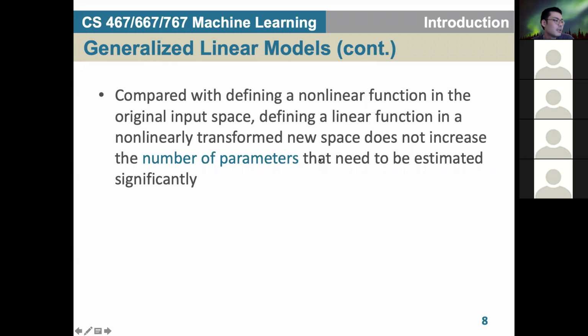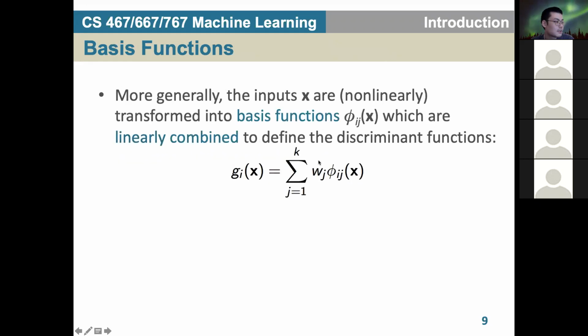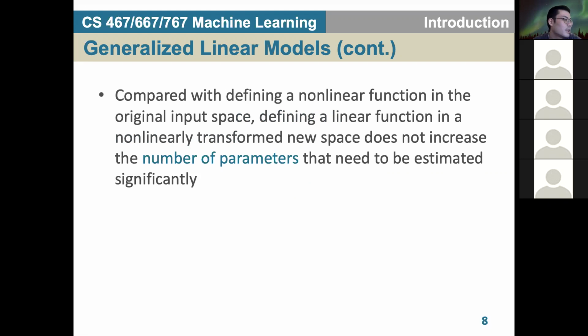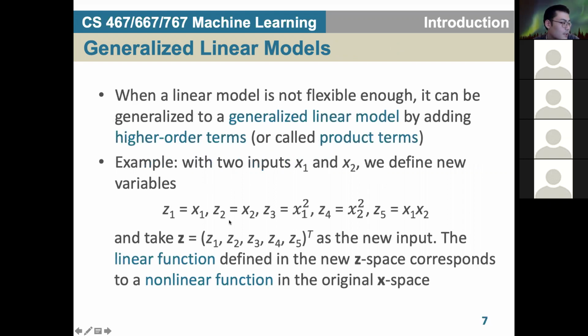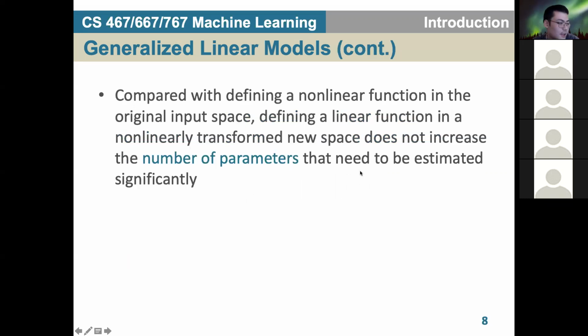So define a linear function in the nonlinear transformed new space, so as to not increase the number of parameters significantly. This is what we want to say. Originally we have x1, x2, then we have two parameters, w1, w2. Now if we increase it to 5 dimensions, we have w1, w2, w3, w4, w5. In this case, the number of parameters is still acceptable. It's not increasing to 1 million parameters.